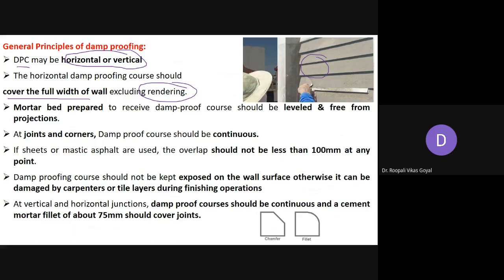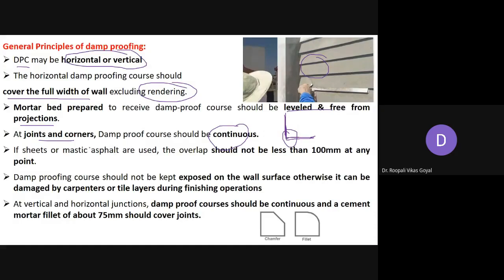Then the mortar bed prepared to receive the damp-proof course should be leveled and free from projections. So whatever mortar bed over which you want to lay a layer of DPC, it should be properly leveled and free from projection so that you can easily lay your layer of DPC. Then at joints and corners, DPC should be continuous. So if there is a joint or a corner, you should continue. Whatever layer, horizontal and vertical, it should be properly joined together. It should not leave a gap at this particular joint. So it should be continuous.